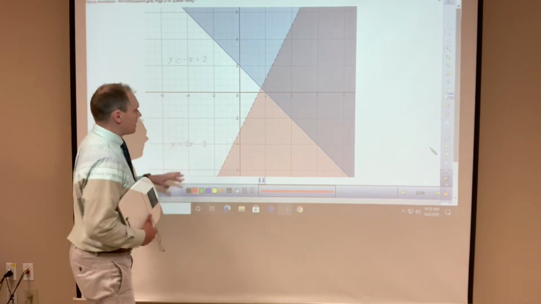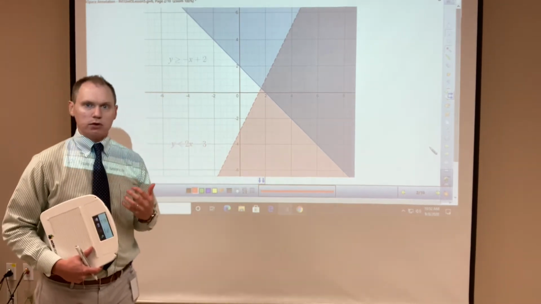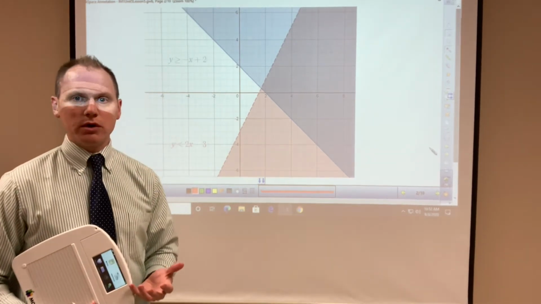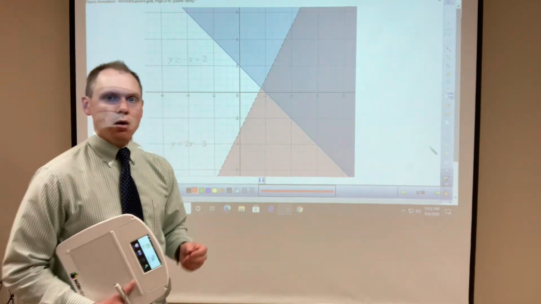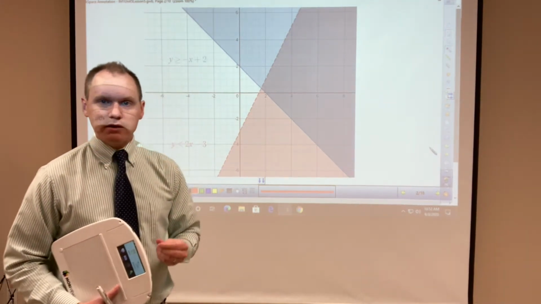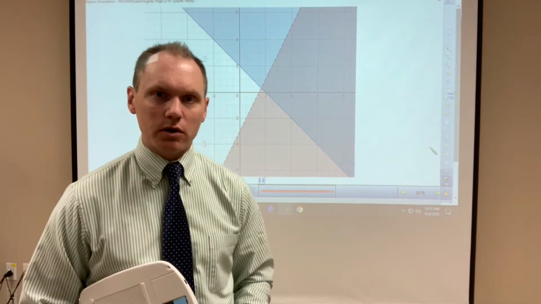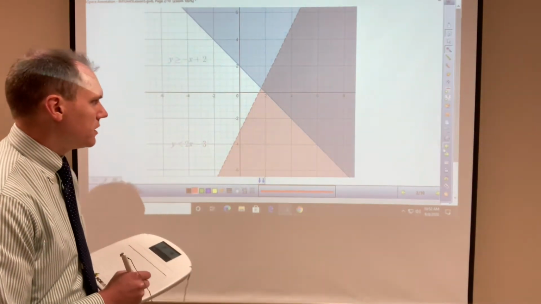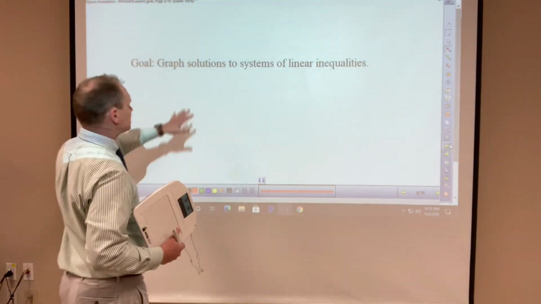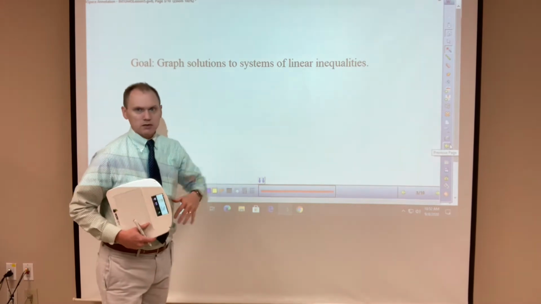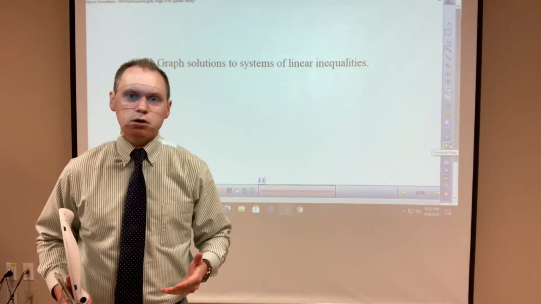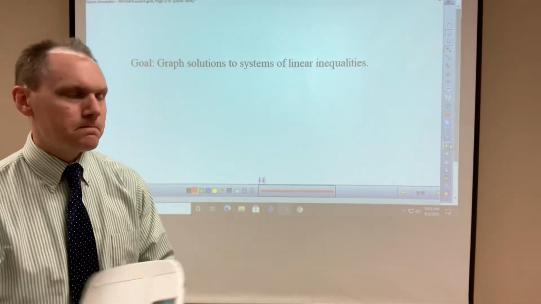Okay. You've done that before, I believe. You've graphed linear inequalities before. But the main difference here with a system of linear inequalities, that's our goal for today, is to graph a system of linear inequalities. That just means you're graphing more than one on the same coordinate plane.